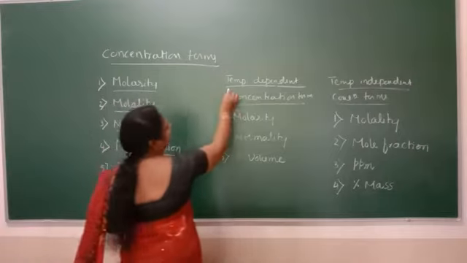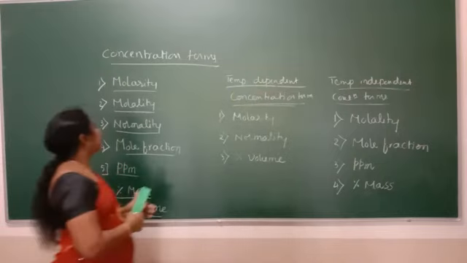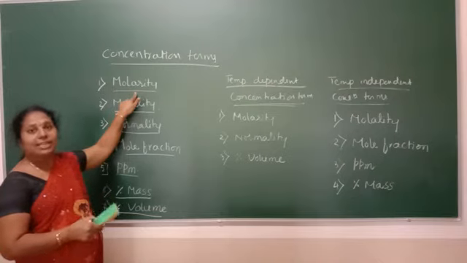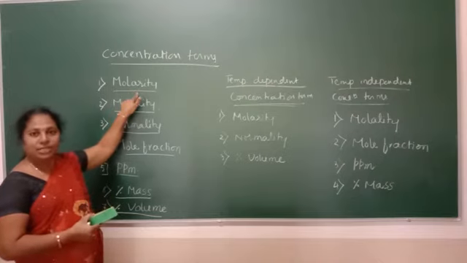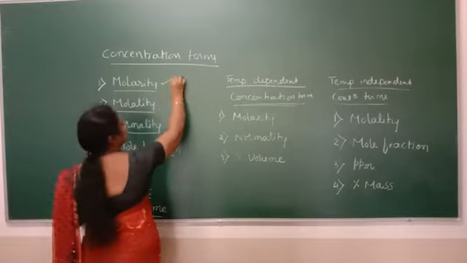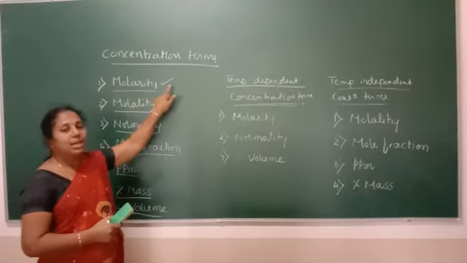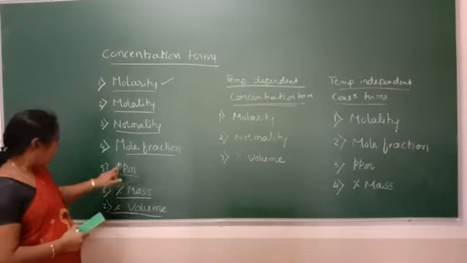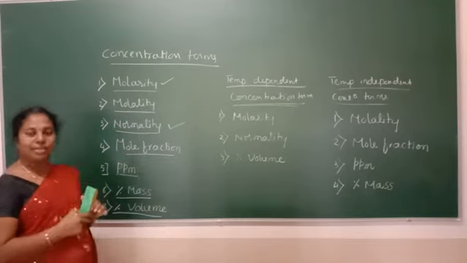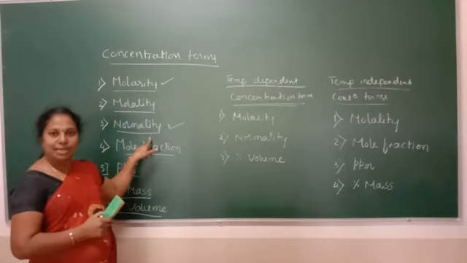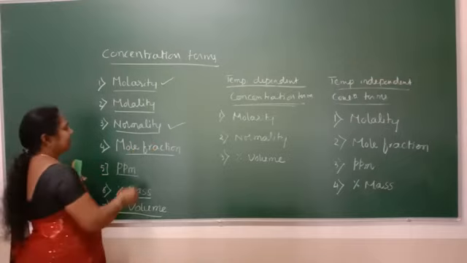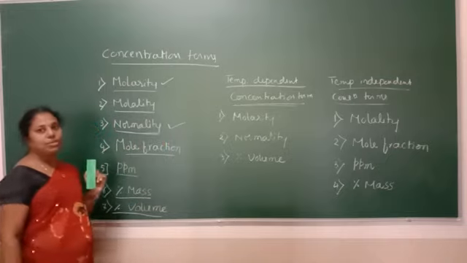So, temperature dependent concentration terms. Here molarity is determined by taking the solvent in terms of volume. As the temperature increases, the volume of solvent and the solution gets changed. Hence, this is one of the concentration terms which depends on temperature. And then the normality. Normality is also one of the concentration terms which depends on temperature, because in normality determination we are going to use the solvent in terms of volume. So we can say normality is one of the concentration terms which depends on temperature.